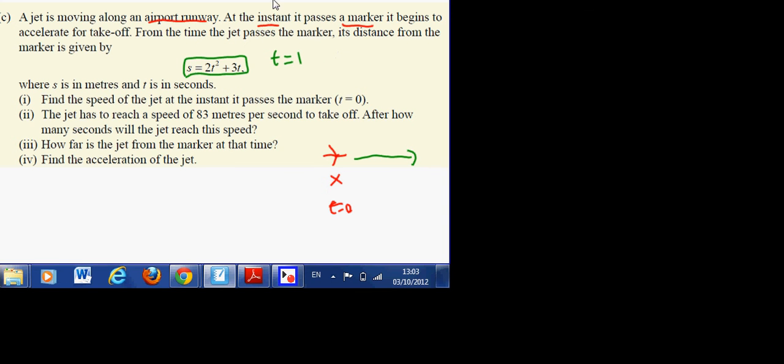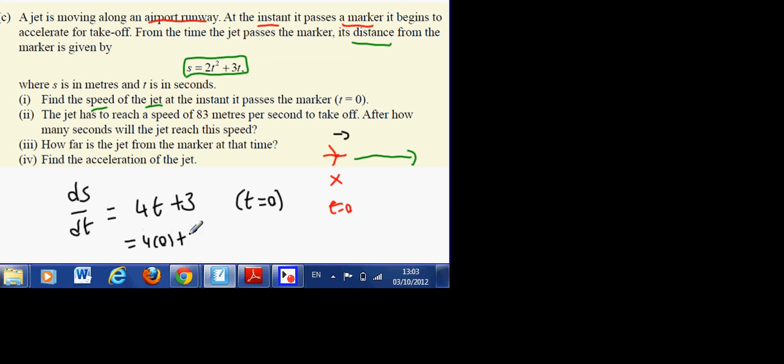Now that's not what we're asked. What we're actually asked is basically find the speed of the jet. You identify your equation. This equation is a distance equation. To turn a distance equation into a speed equation, we differentiate. So when you differentiate, you get ds/dt equals 4t plus 3. We're told that t equals 0 because it hasn't gone by the marker yet, but it's already moving as it passes the marker. This means 4 times 0 plus 3 is going to be 3 meters per second.